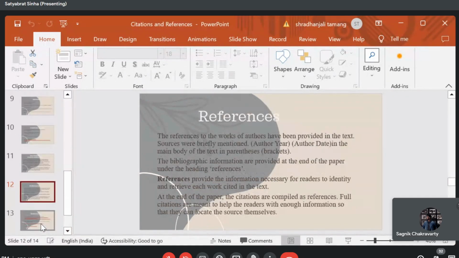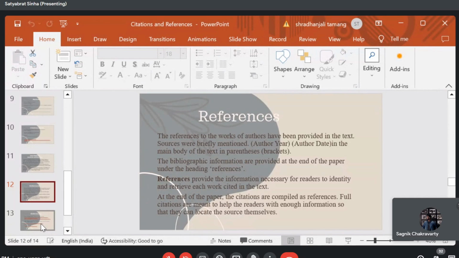And so I mentioned citation. Last bit is references, right? So we've talked about how we'll cite ideas, information, when we paraphrase, when we summarize, when we quote, when we borrow facts, figures. So these have already been provided in the text in brief.